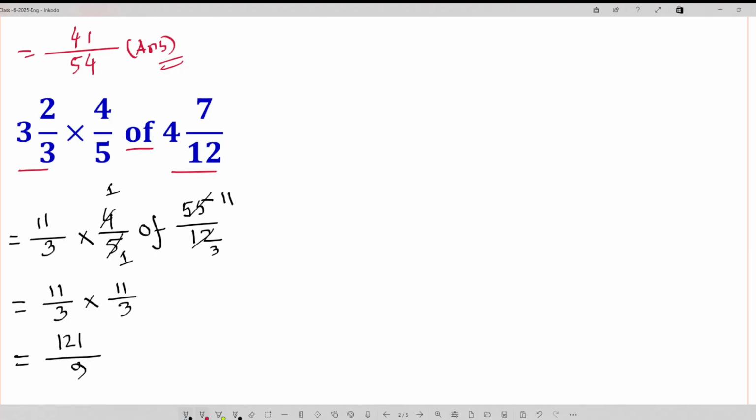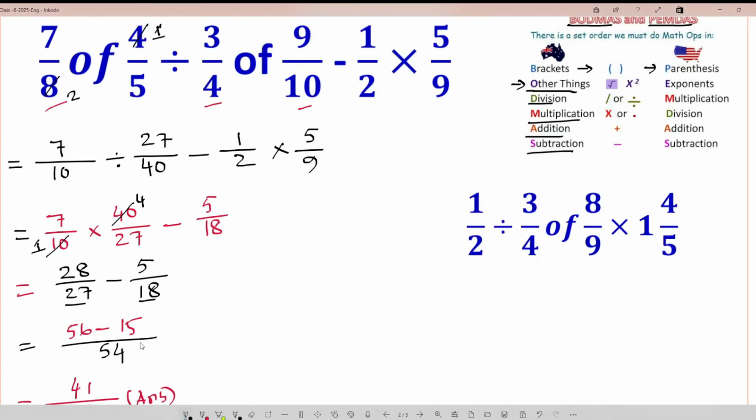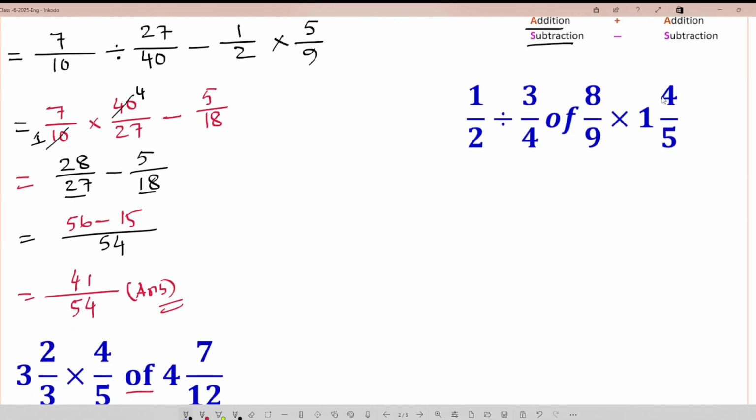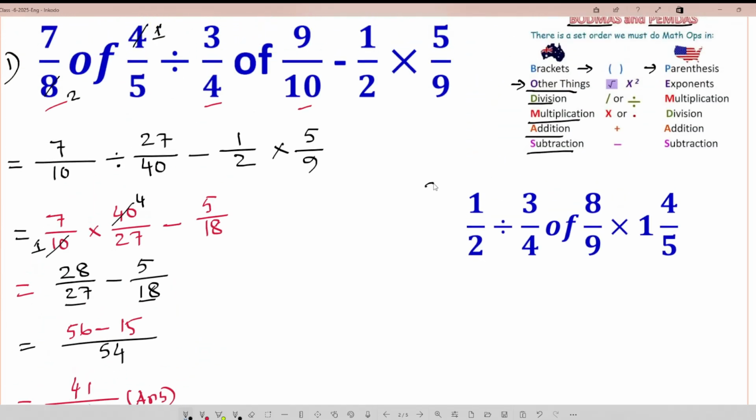Okay, so we can divide this one like 121 over 9, so 13 times 9 is 117, and here is 4. So our answer is 13 4/9. This is our answer. So this one is number 1, this one is number 2, and this one is number 3.